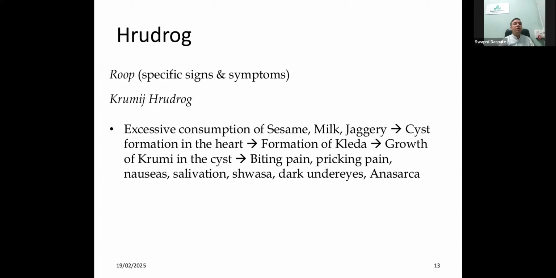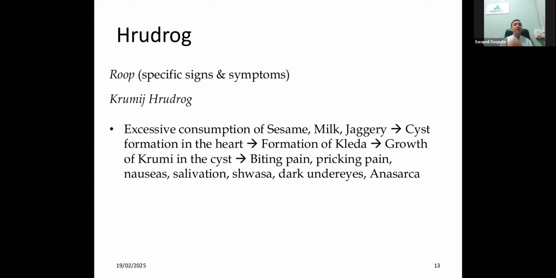Krimija Hridroga. Now here it is a bit different from what modern science would explain. So how does the Hetu sevana happen? Excessive consumption of sesame seeds or sesame food items, so sesame preparations basically: sesame oil, sesame pinyaka, the paste of sesame seeds, and sesame seeds themselves. Then consumption of milk, jaggery. These may be consumed together or even separately.